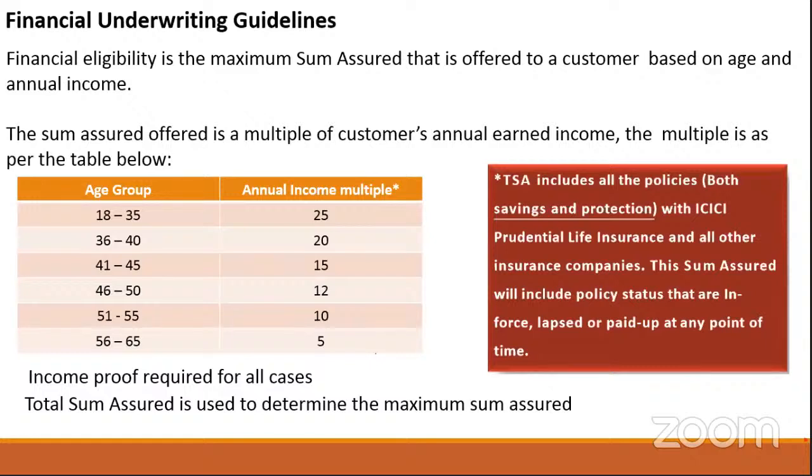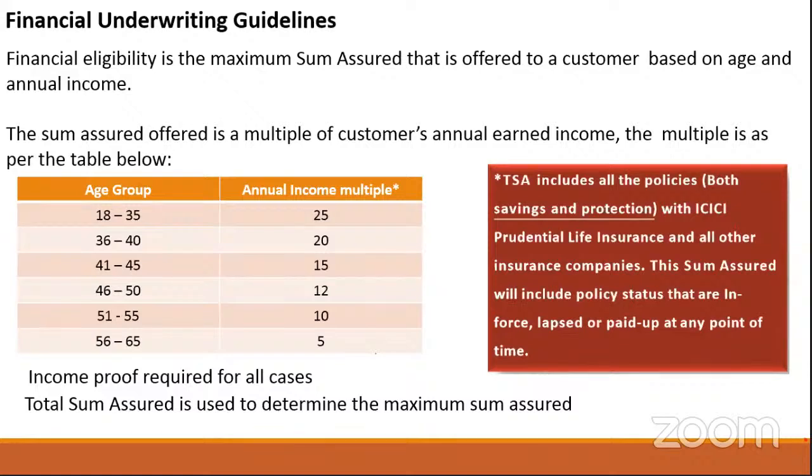In the previous session, we have also discussed the income multiplier. The income multiplier is the sum assured eligibility of a customer based on their income and age criteria. So for ICICI or most of the companies, it's more or less the same, with slight differences. We can always refer to the ready reckoner for this.